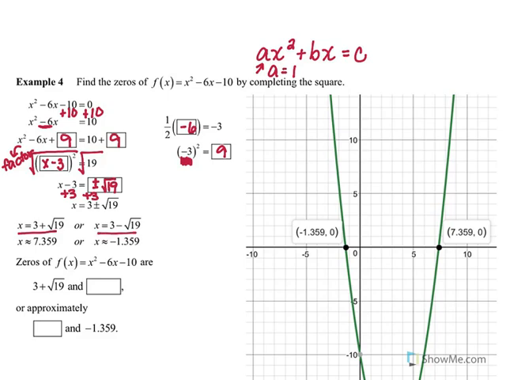So when I plug this equation into Desmos, I see that it matches if we were to actually plug that into our calculator. So our exact answers are 3 plus the square root of 19 and 3 minus the square root of 19, or approximately 7.359 and -1.359.